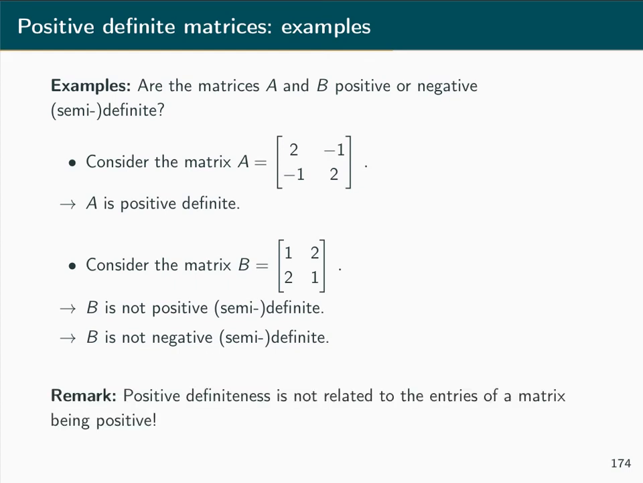Hence, we can conclude from these examples that positive definiteness is not related to the entries of a matrix being positive, because in the first case of matrix A, we had some negative entries and still A was positive definite, and in the second case of the matrix B, we had that all entries are positive, but B was not even positive semi-definite.